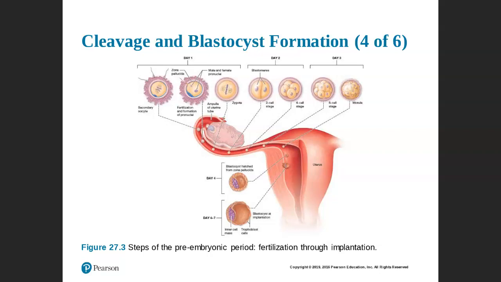So the blastocyst is now going to be hatched from the zona pellucida, as you can see here. And then on day 4 to 7, you can see the inner cell mass and then the trophoblast. The trophoblast will be the placenta, and the inner cell mass will be the embryo. And that's going to be in this little area right here, implanted in the wall of the uterus and endometrial lining.